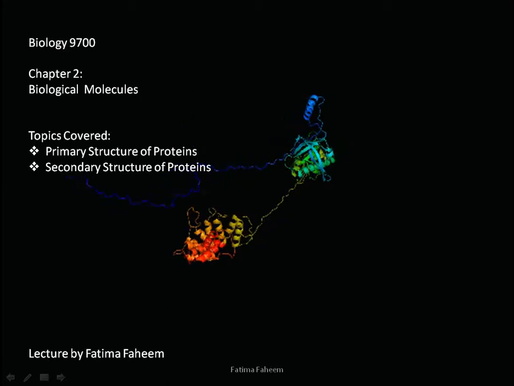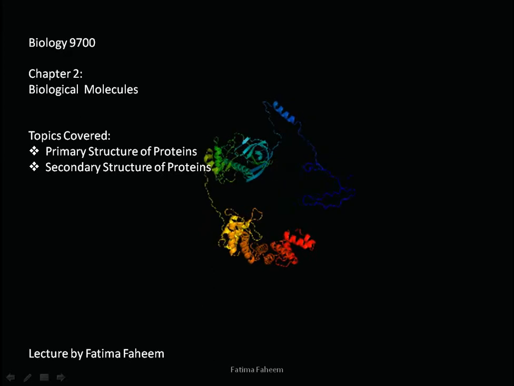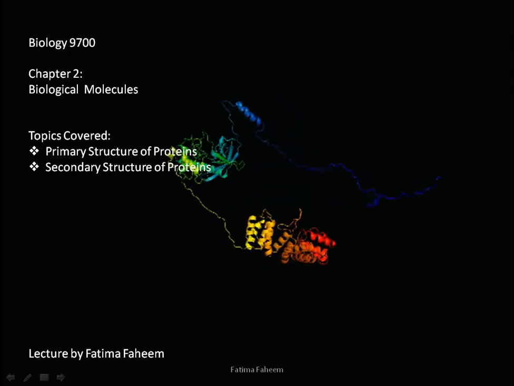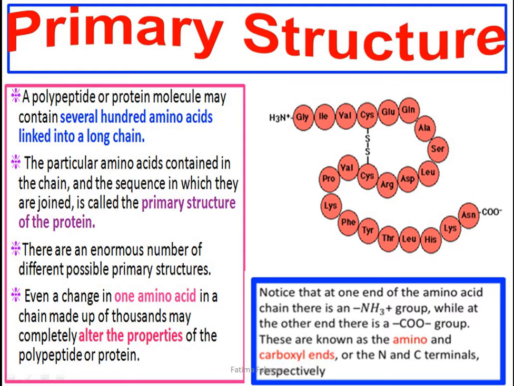Students, this is chapter number 2, Biological Molecules, and in today's lesson we have to see the primary and secondary structure of proteins. Let's see the primary structure first. A polypeptide or protein molecule may contain several hundred amino acids linked into a long chain. The particular amino acids contained in the chain and the sequence in which they are joined is called the primary structure of that protein.